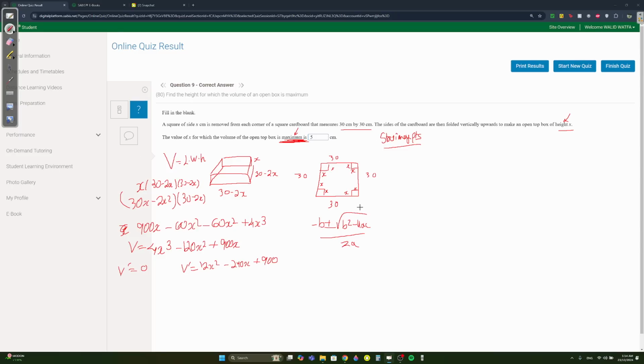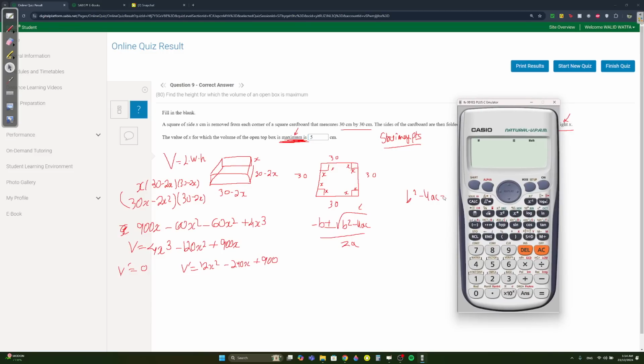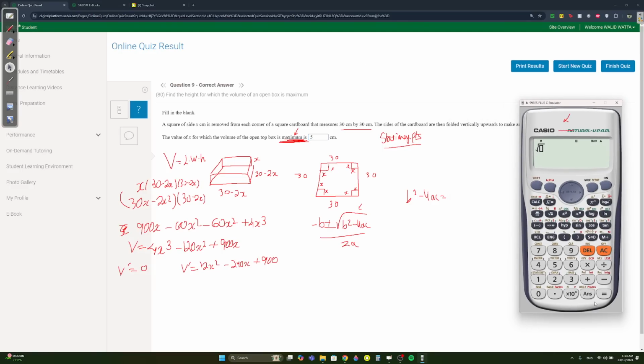First thing, find your delta. What is b squared minus 4ac equal to? Let's put it in our calculator. It's 240 squared minus 4 times 900 times 12. You get this. And the square root of this is how much? 120. So instead of the square root of b squared minus 4ac, I'm going to put 120. Substitute minus b plus or minus 120 over 2 times 12, 24.